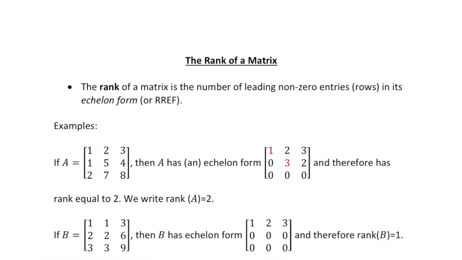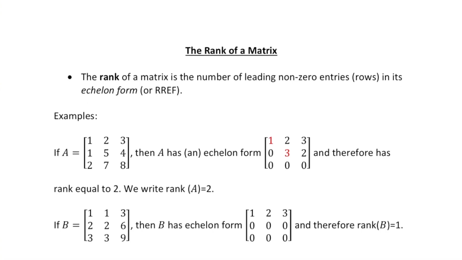a matrix. Okay, the rank of a matrix is the number of leading non-zero entries or rows in its echelon form, or possibly exactly the same value if you have it in reduced row echelon form. That's acceptable as well. Let's take a quick example.